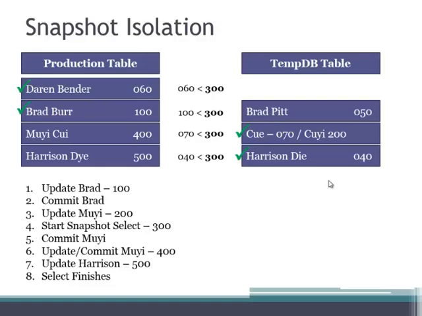The exclusive lock on Harrison's row didn't block our read. We didn't need the shared lock. Because we didn't need a shared lock, our read won't block any writes either. Sounds a lot like no lock, doesn't it?